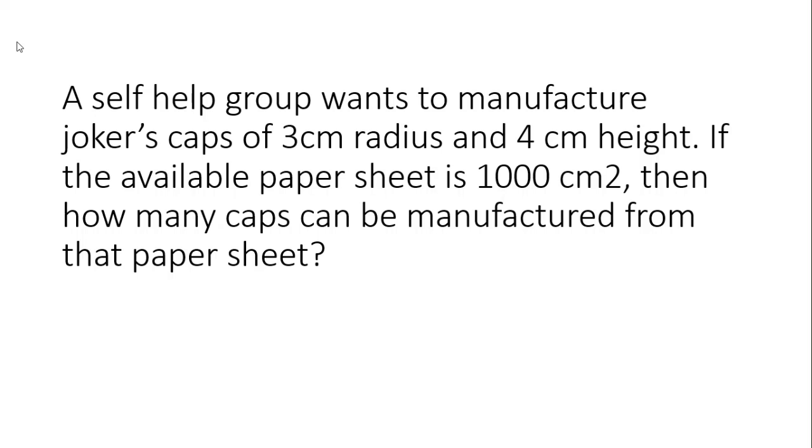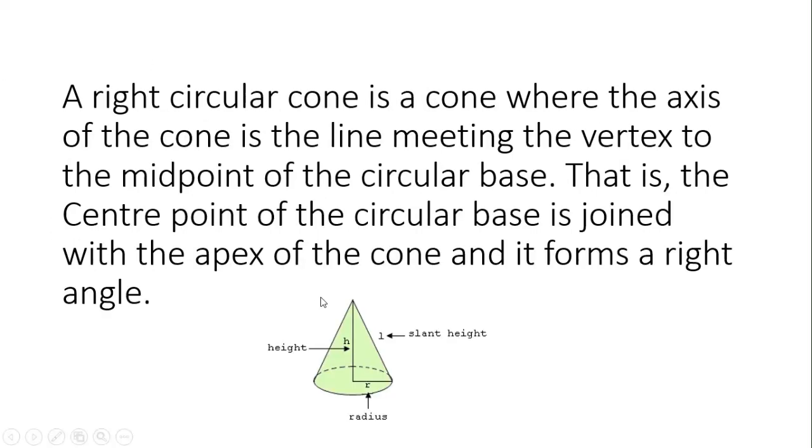Shall we start? As we know, the joker's cap will be in the form of a right circular cone. So what is meant by a right circular cone? The axis of the cone is the line joining the vertex to the midpoint of the circular base. The height, radius and slant height form a right angled triangle. This point should be noted and remembered. As height and radius are given, we can easily find the slant height of the cone.